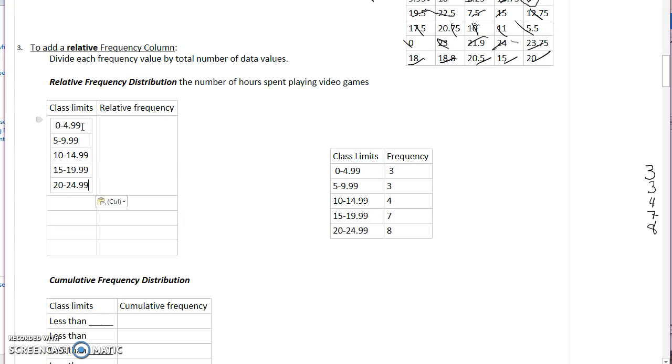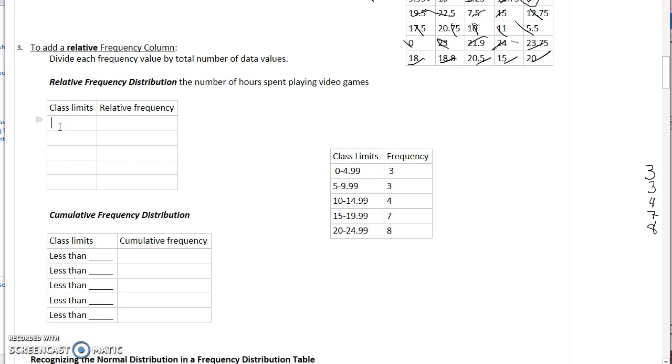Let's see if I can get these copied in there. That's not going to work for me. Okay, so I'm going to take a second and I'm going to copy those values over.